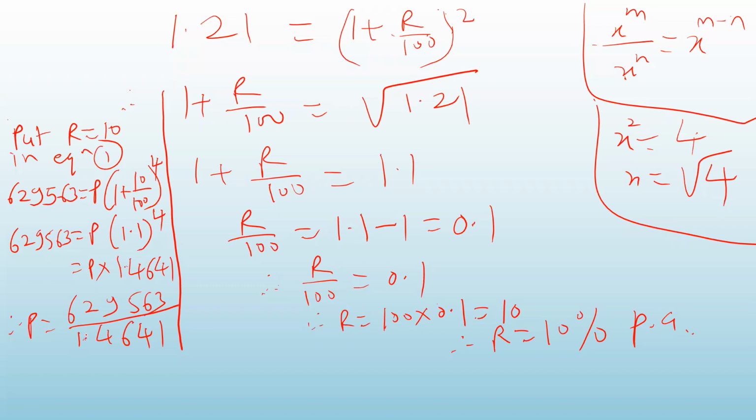How much will you get? 629563 divided by 1.4641. That gives you 4,30,000. So this is the principal amount, 4,30,000. So principal is 4,30,000 and R is 10%.